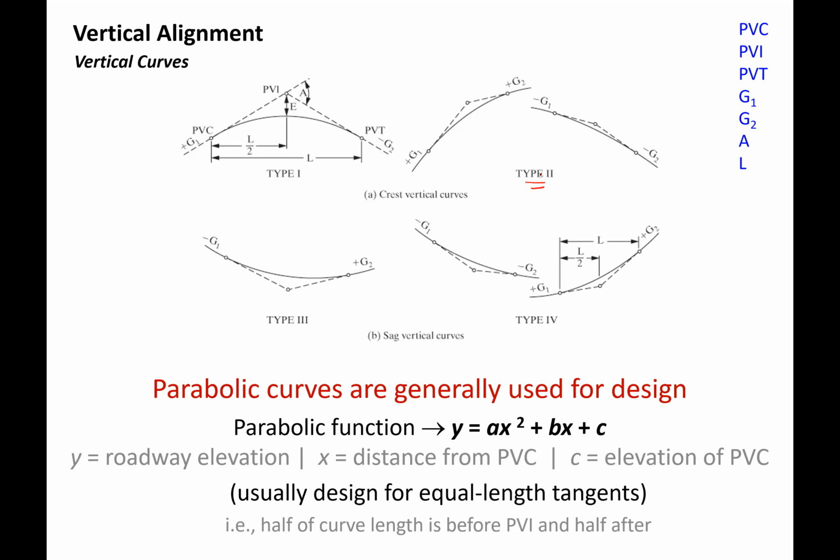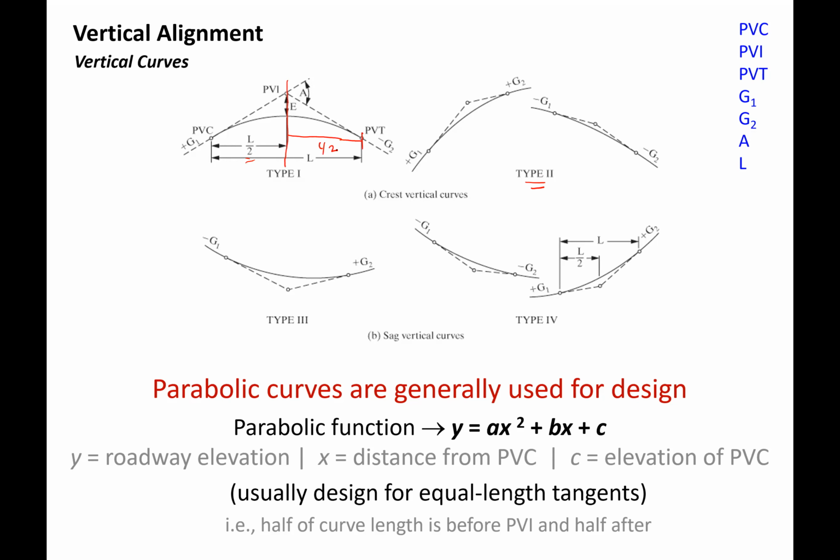And so usually we're designing for equal length tangents, again, meaning that the distance between the PVI and the PVC is equal to that from the PVI to the PVT. So half the curve is happening before the PVI, and then half of the curve is happening after. And in this type 1 curve here, you can see that quite well. We've got L over 2 before the PVI, and then here would be equal, same thing, L over 2.